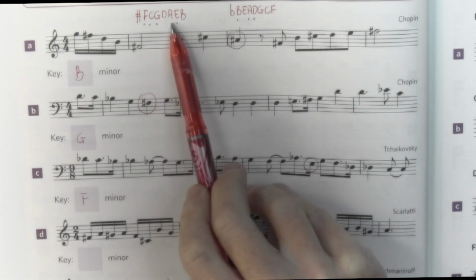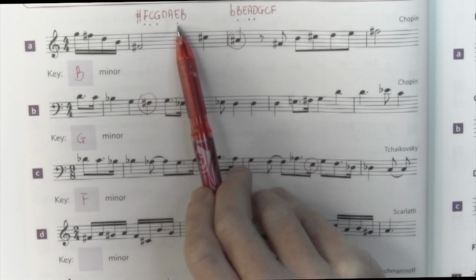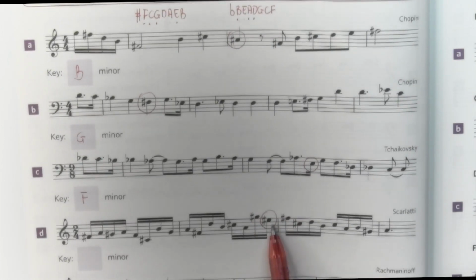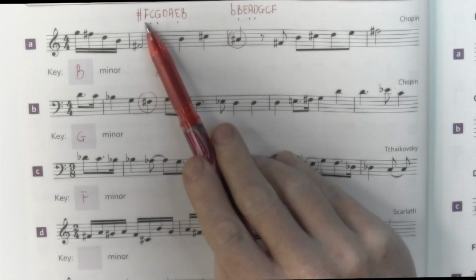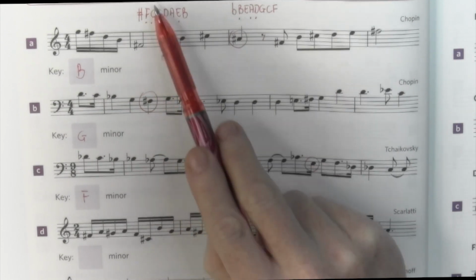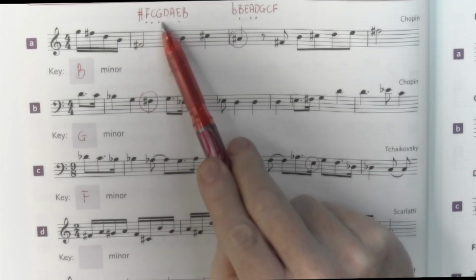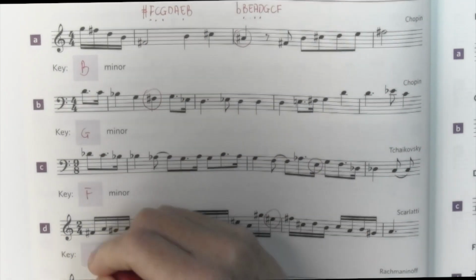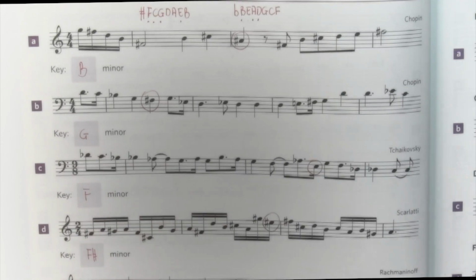A gap, and this means that this E is the leading note, so let's circle it. Leading note of, plus 1 semitone, Fa sharp. Now Fa sharp is the relative minor of, plus 3 semitones, A major, and A major has 3 sharps. So Fa sharp. F sharp minor.